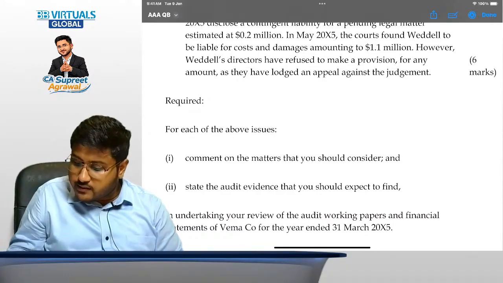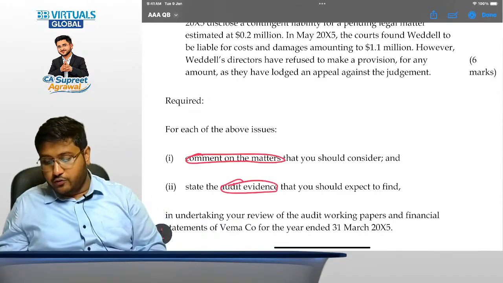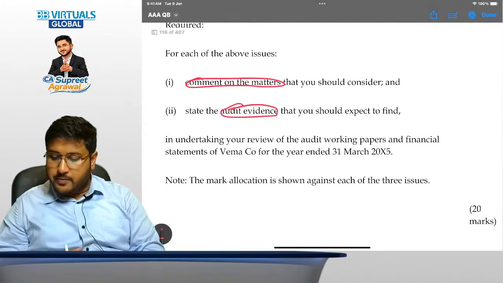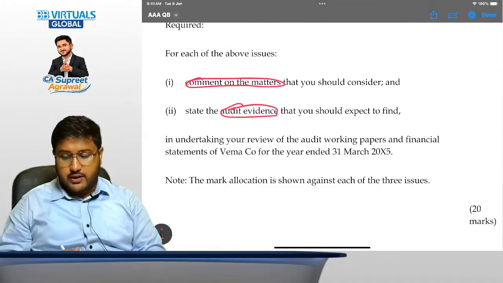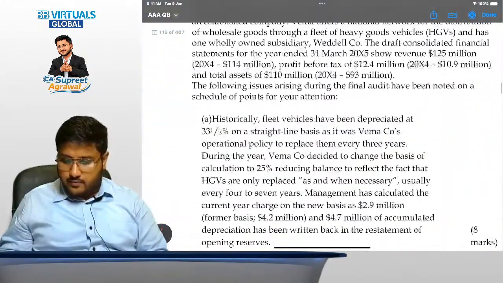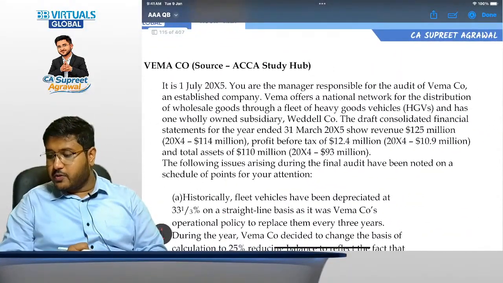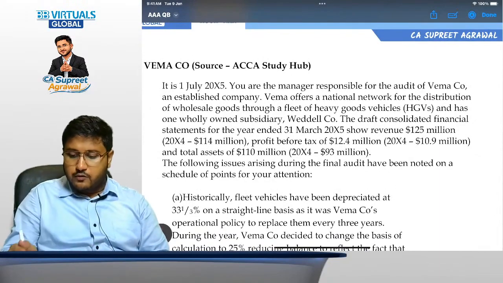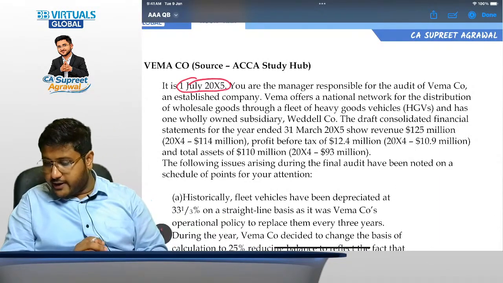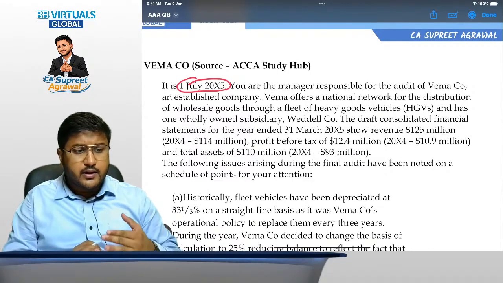So, matters to be considered and the audit evidence that you should expect to find in undertaking your review of the audit working papers and financial statements of Wema company for the year ended. This is a very specific question, right? Now, let's discuss it. It is 1st July 2025. You are the manager responsible for the audit of Wema company. Okay. We are not sure what the year end is, so we cannot say if it is the year beginning, year end, or what.